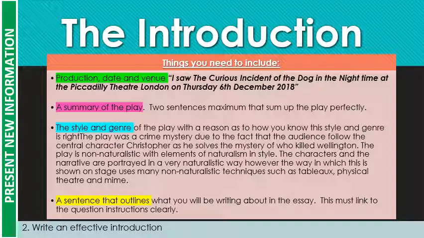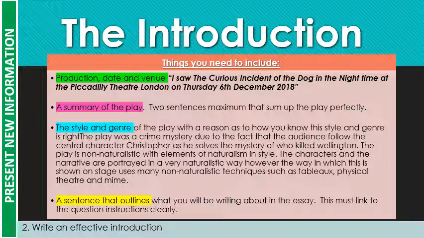The next part is a summary of the play. Two sentences maximum that sum up the play perfectly. Now, if you are not too sure how to sum up the play Blood Brothers, go and Google it. You don't need me to tell you that part. The third part is the style and genre of the play with a reason as to how you know this style and genre is right.